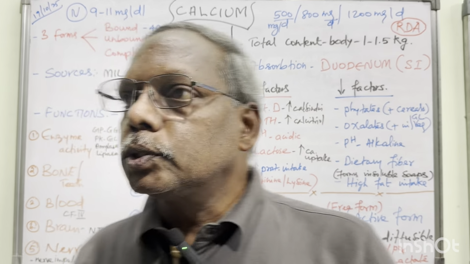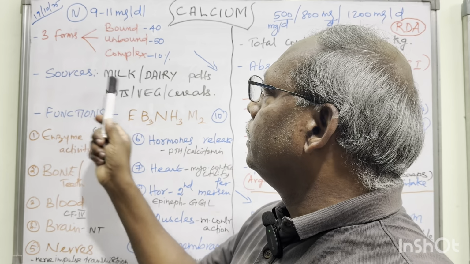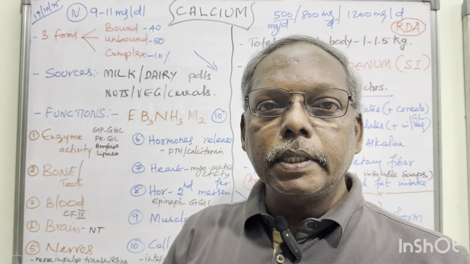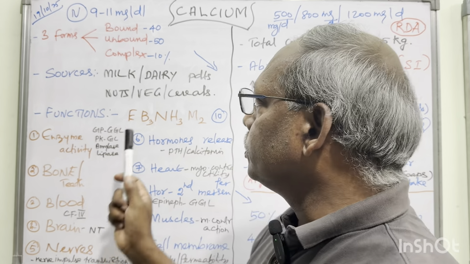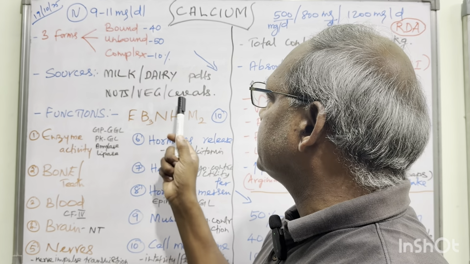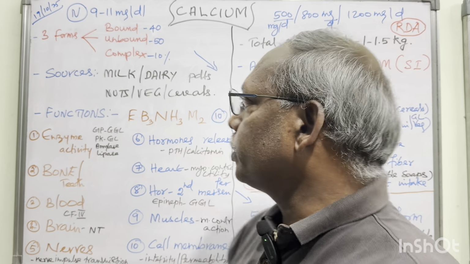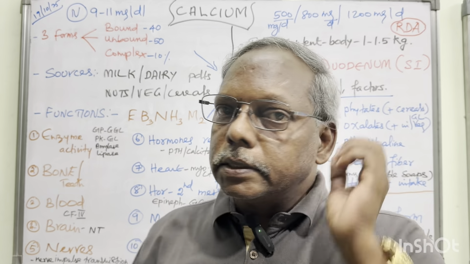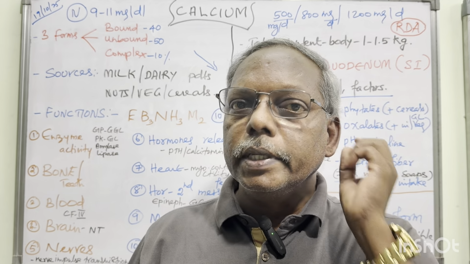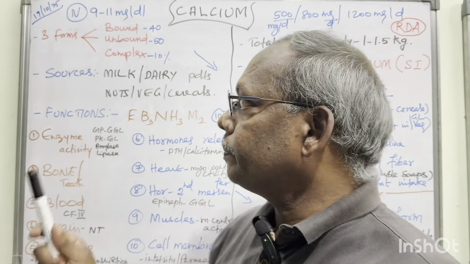Next one is sources. Milk and related dairy products, you know very well. Nuts, vegetables and cereals are also sources of calcium. Okay, where it is absorbed, usually the duodenum, small intestine.